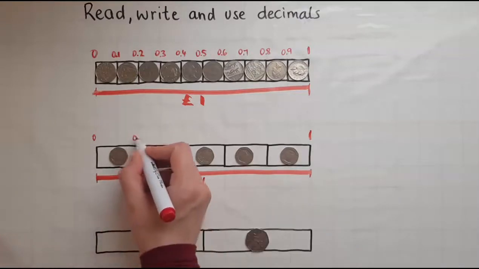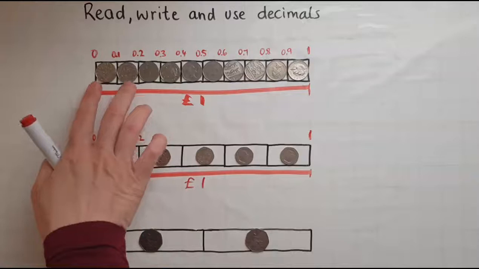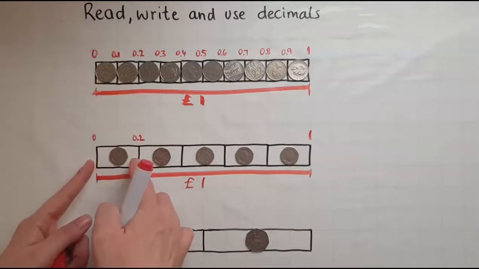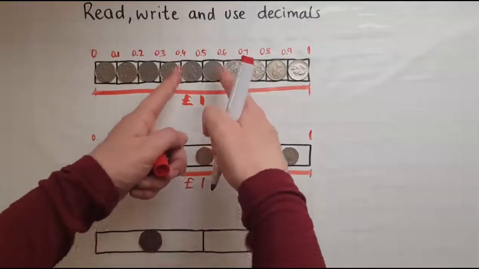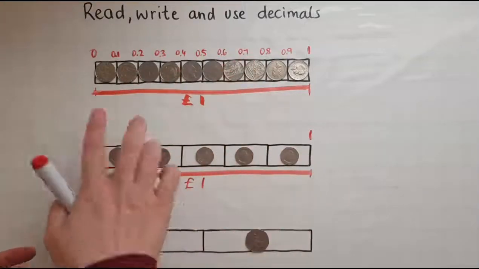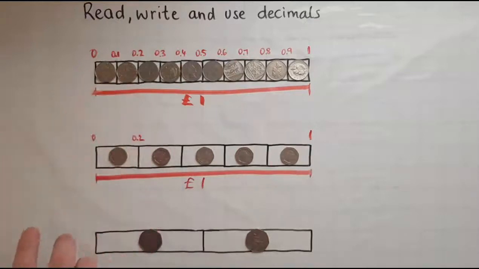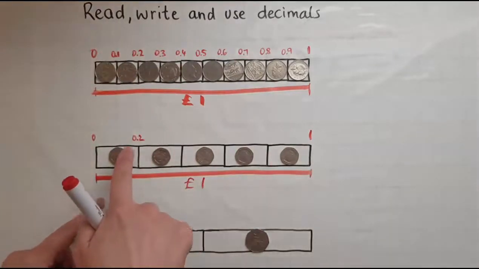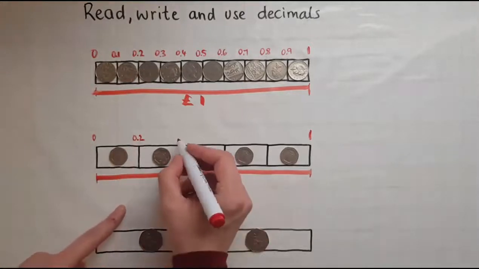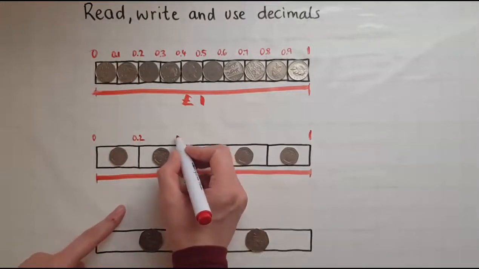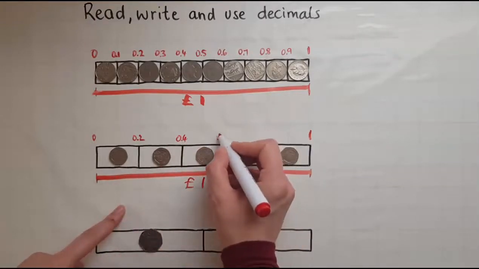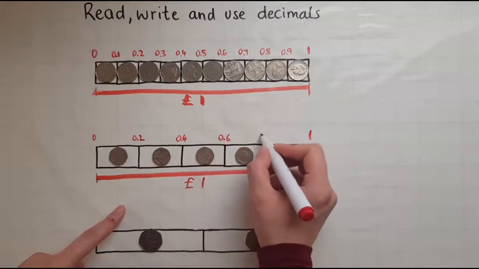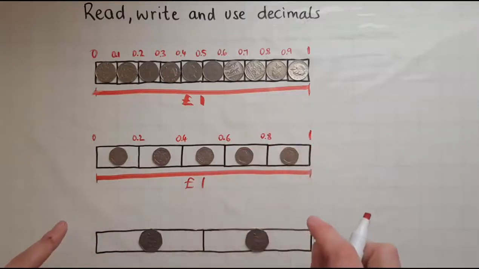And that is actually 0.2, because 2 of these are equal to a 20p coin. So 2 of the 10p coins are equal a 20p coin. That's why we say 0.2. And 2 of these will be 0.4, because 20 and 20 makes 40 pence. And here we've got 0.6, and then 0.8, and finally 1 whole pound.